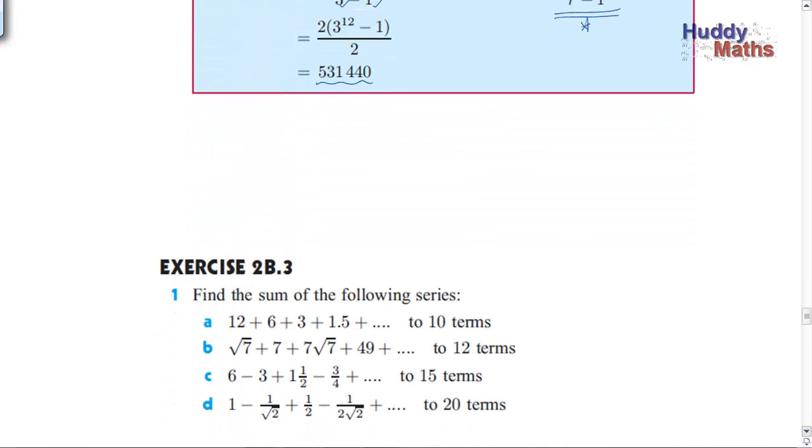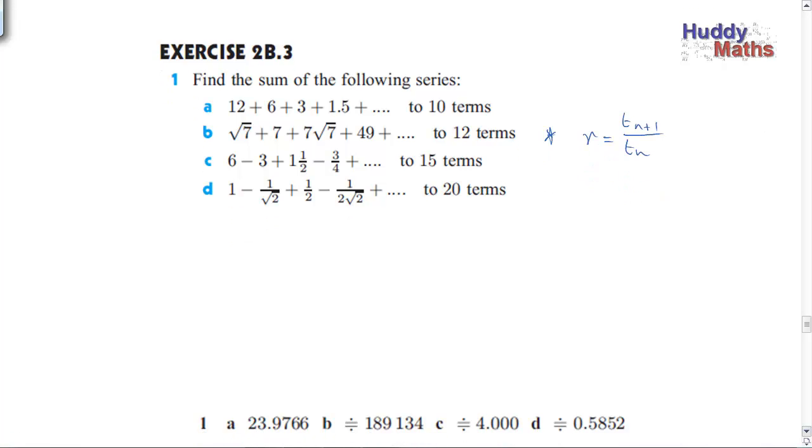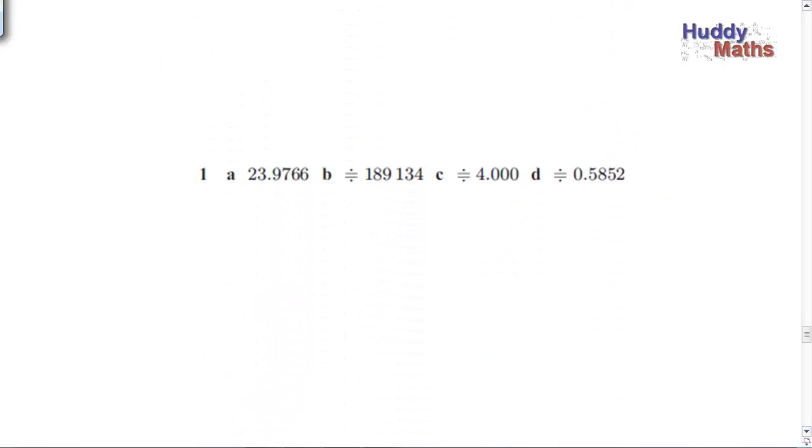And so we've just got a few examples here. 2b3, find the sum of the following series. So just going through the formula, might have to watch this one. What's the r here? Remember, the r is any term divided by the one that came before. So you might have to just watch that there. Okay, have a go, and I'll show you the solutions now, or the answers at least. Here are some answers for that one.